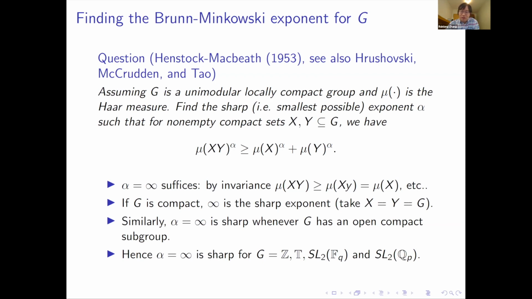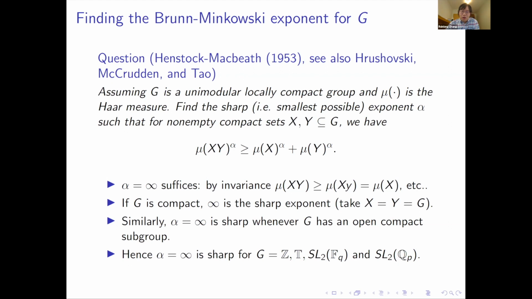Even for Z, you have a theorem that says that if you have a set of n integers, then the sumset has cardinality at least 2n minus 1. But when n is equal to 1, you get 1 plus 1, and then you have just another 1 element in the sumset. So in the formulation of this question, it's not interesting, but it doesn't mean that there are no interesting additive phenomena in those groups. I'm just saying for this Brunn-Minkowski, it's trivial. For the groups of integers, for the torus, for SL2 of F_q or SL2 of Q_p, automatically this question trivializes.